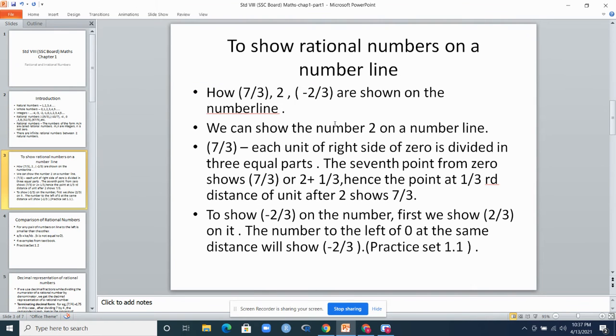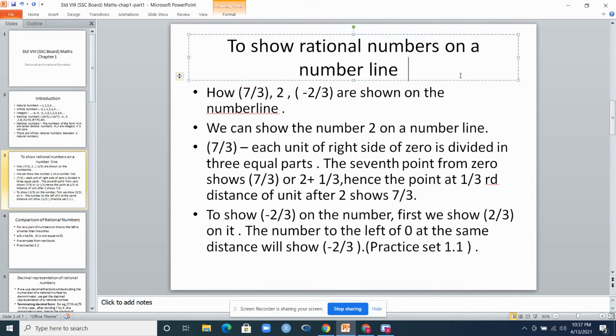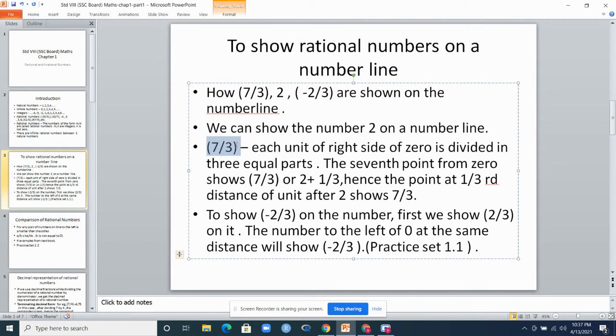So let's see how to show a rational number on a number line. How 7 by 3 and minus 2 by 3 are shown on the number line. We can show the number 2 directly on the number line: -1, 0, 1, 2. The second number is 7 by 3. Each unit on the right side of 0 is divided into 3 equal parts. The seventh point from the 0 shows 7 by 3, that is 2 plus 1 by 3. Hence the point at the 1/3 distance of the unit after 2 shows 7 by 3.